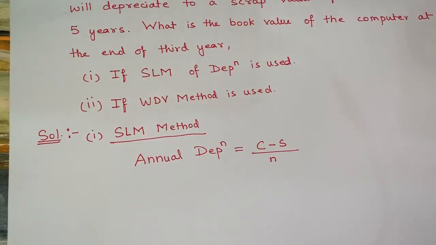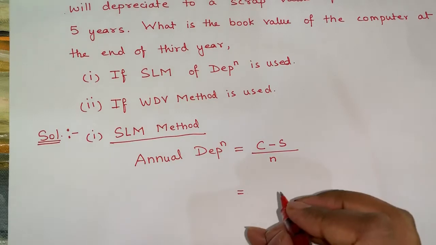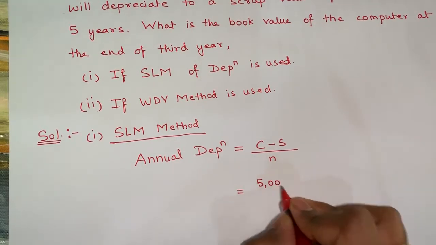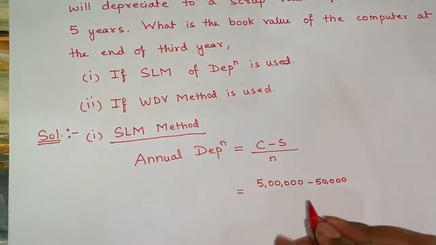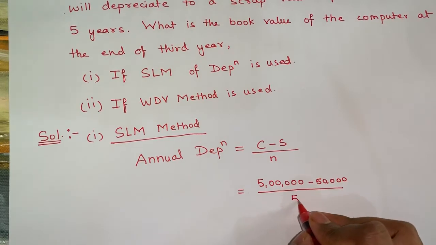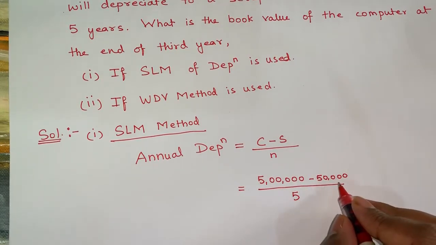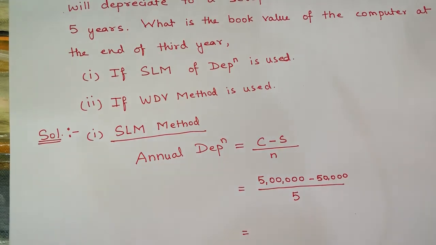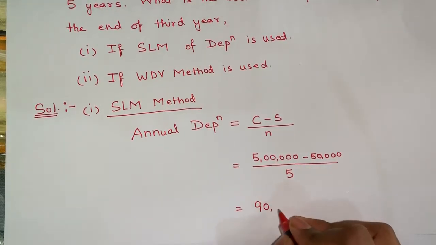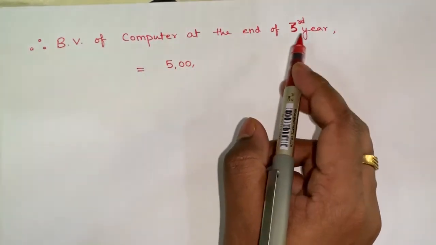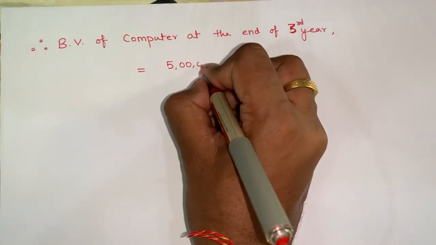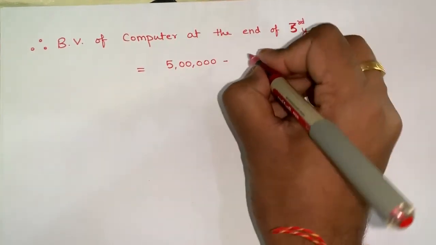In the straight line method, we all know that annual depreciation is equal to cost minus scrap divided by useful life. Therefore annual depreciation becomes 5 lakh minus scrap value, which is 50,000, divided by useful life of the asset, which is 5 years. So 5 lakh minus 50,000 divided by 5 gives us 90,000. Therefore annual depreciation by SLM method is 90,000. Therefore the book value of the computer at the end of the third year would be cost, that is 5 lakh, subtracted by depreciation for 3 years.